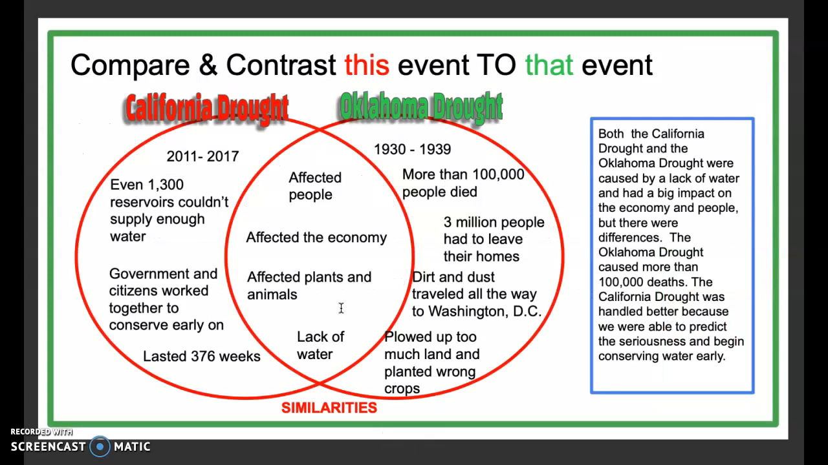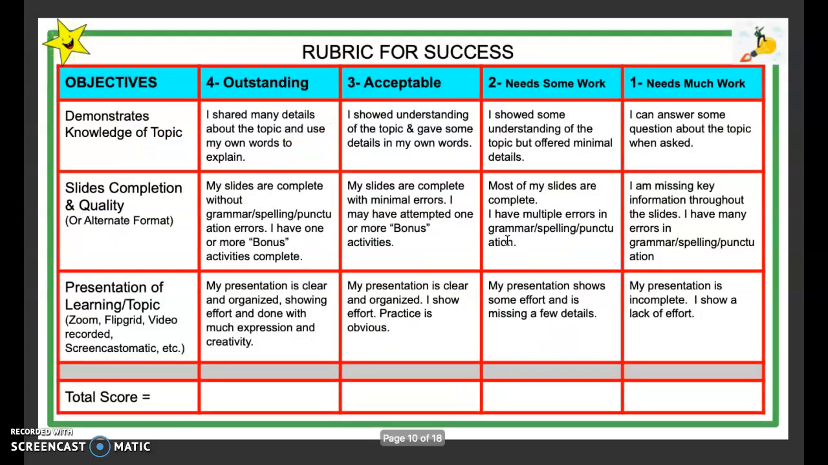Now, this slide here is a bonus slide. It's one that I hope you choose to do. It is comparing and contrasting 2 big events from your chosen natural disaster or extreme weather. And in this case, we compared the California drought to the Oklahoma drought. We put the things that are different underneath each of the different events, and then in the middle, we put the things that are similar. On the side here, we just wrote a very short summary of the similarities and differences between these 2 events.